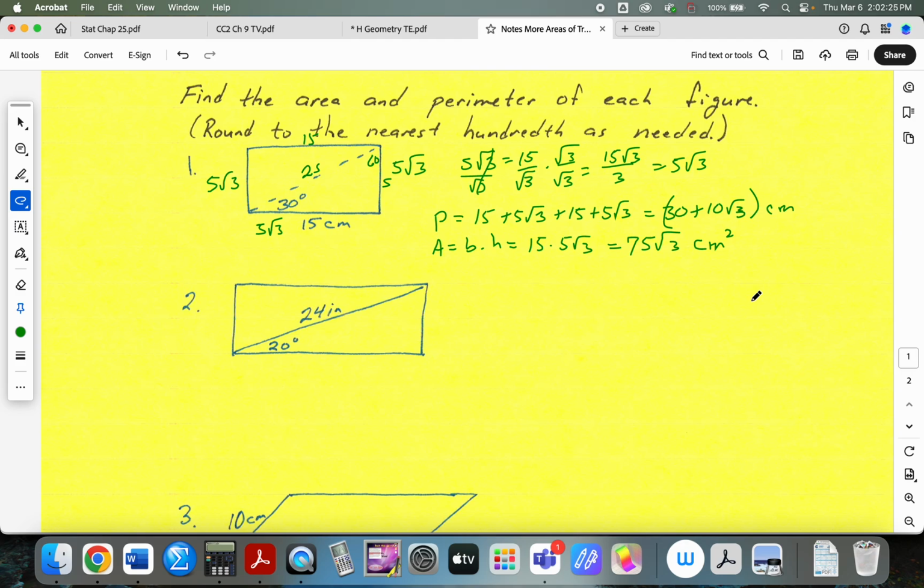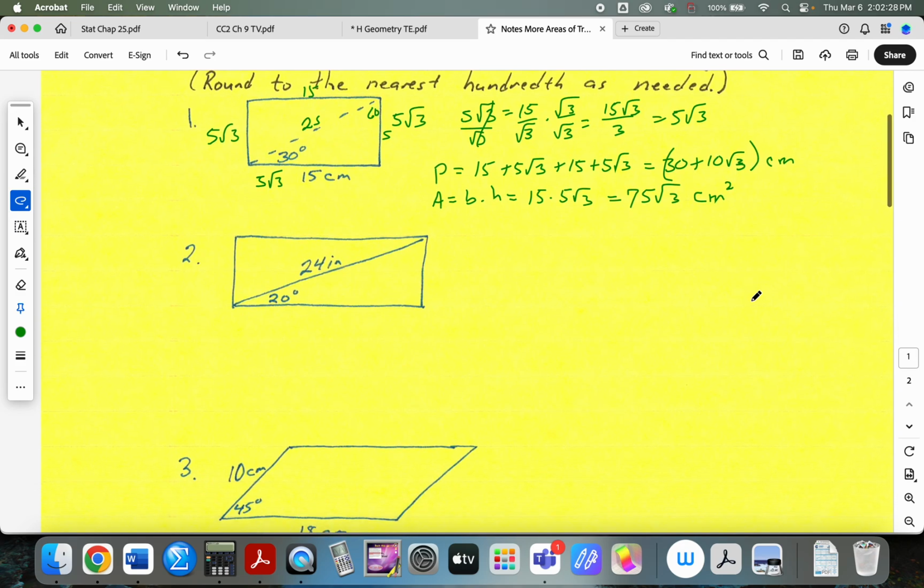This next problem involves using trigonometry for both the base and the height. So if we're trying to find the height, since it's opposite the 20, and we've got the hypotenuse, 24, that's going to be sine. So sine of 20 is equal to h over 24. Cross multiply and we get h is equal to 24 sine 20.